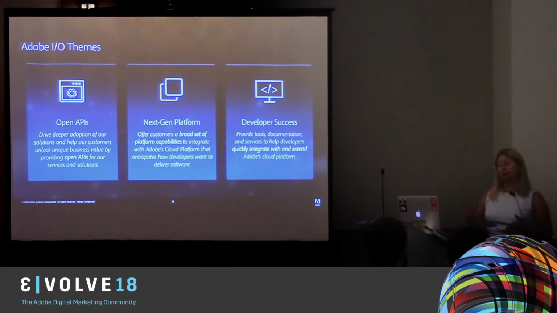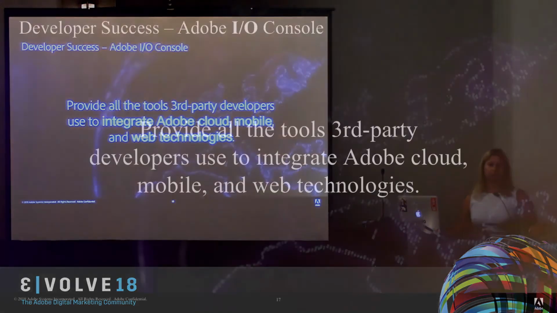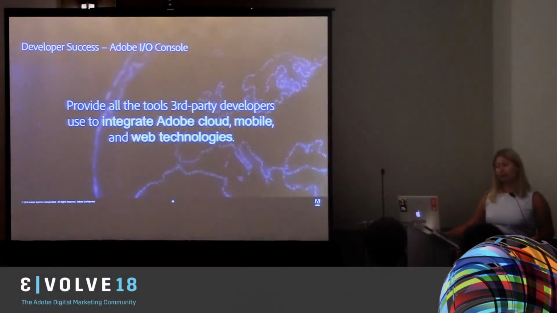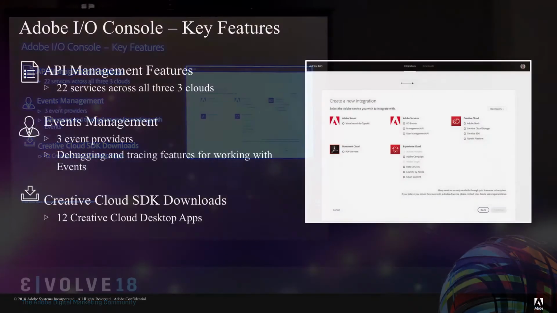We have runtime that basically lets you build the logic without having to stand up your own servers, or worry about your own infrastructure. It's all happening within the Adobe infrastructure. And then we have APIs that allow you to take that action. And all of that is happening in the I/O console. So the I/O console basically allows third-party developers to access those APIs and leverage those services and extend the platform.